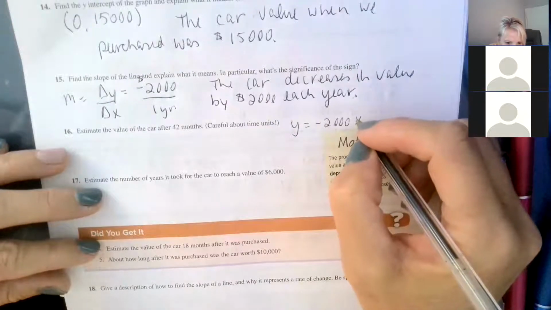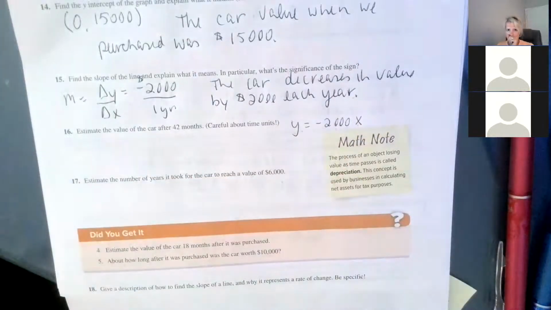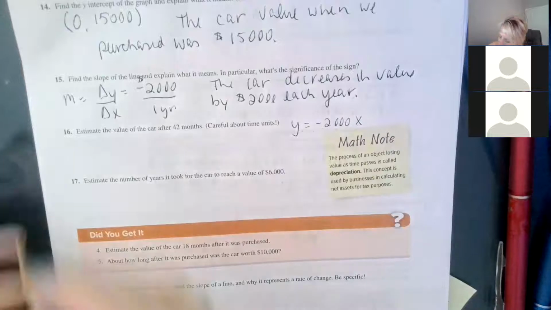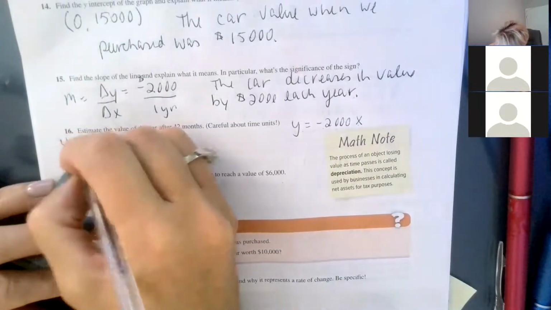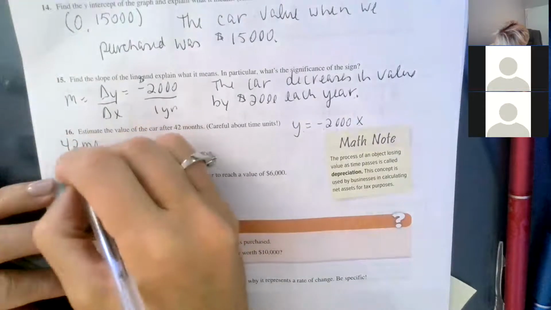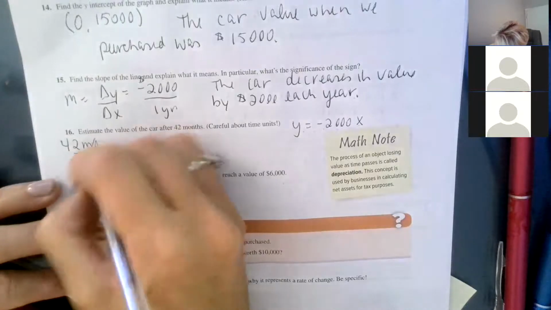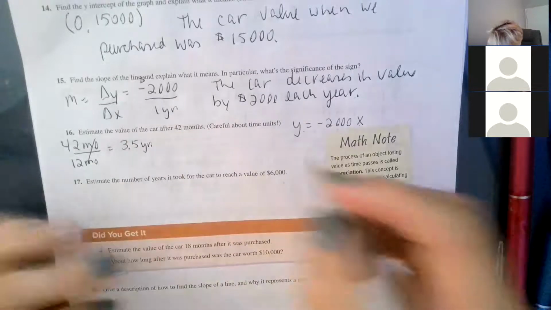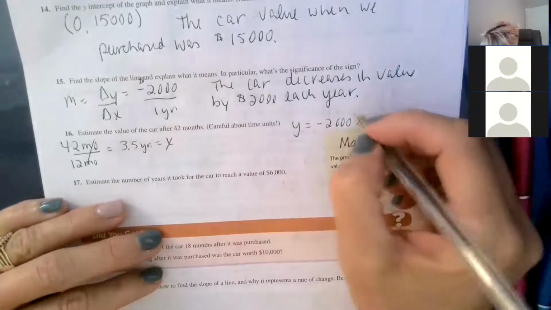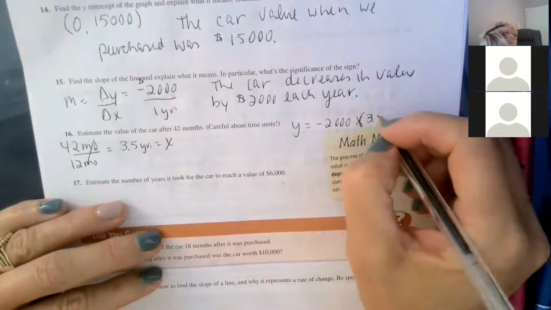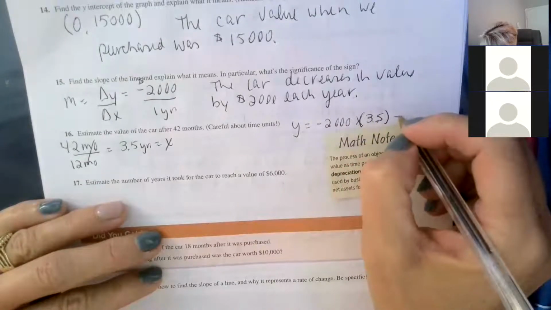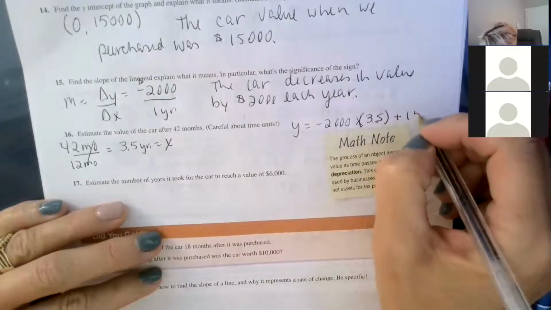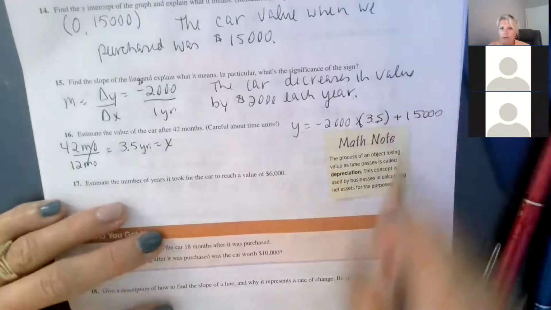And how did you get 3.5? Because it's 42 months, and since the car decreases in value by years, you just take 42 and divide it by 12. Okay, so 42 months divided by 12 months will give me years. So that comes out to be 3.5 years. Okay, so that's going to be x. Yeah. So this is 3.5. And then you said plus 15,000? Yeah. Okay.